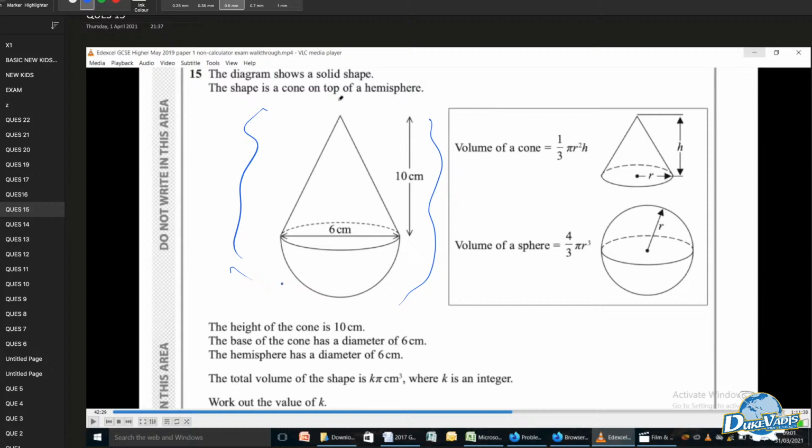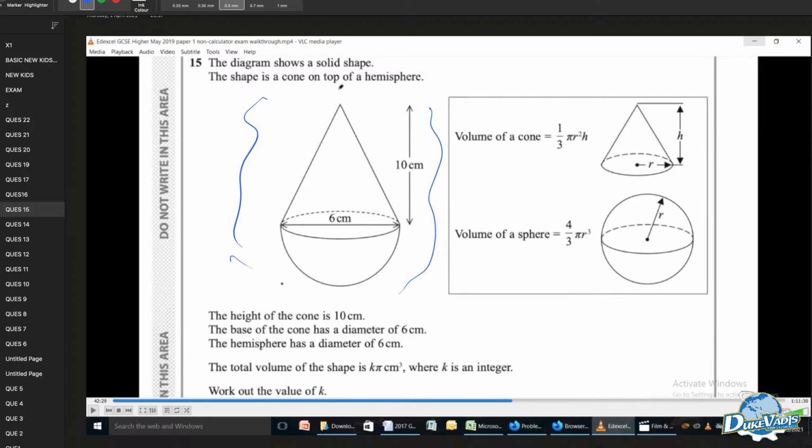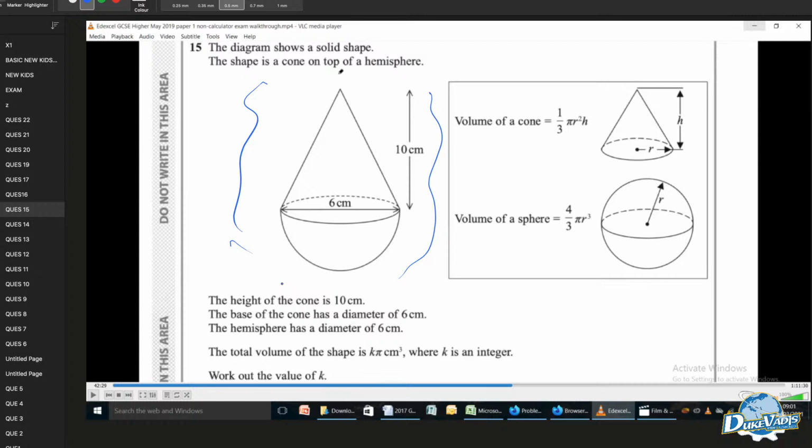Okay, so that means we're supposed to have certain formulas in our head. With your level, the volume of a cone, 1/3 pi r squared h, has been given to us, so there's no need for you to memorize it. Likewise, the volume of a sphere is 4/3 pi r cubed. The base of the cone has a diameter of 6 centimeters. The hemisphere has a diameter of 6 centimeters. And the total volume of the shape is K.